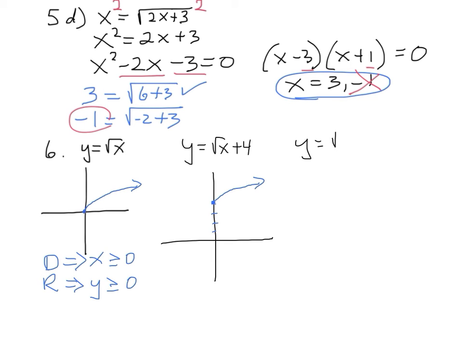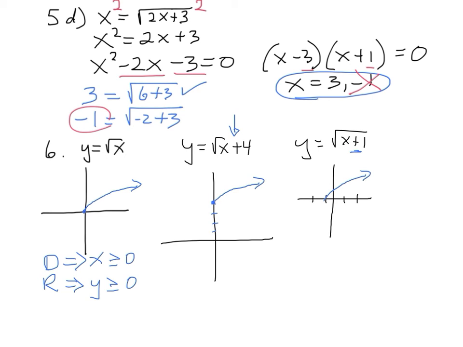Y equals the square root of x plus 1, all underneath the radical sign. In this case, we're going to shift left 1 unit because that plus 1 is underneath the radical sign. And remember, if it's underneath the radical sign next to x, you do the opposite of that plus, you go negative. In the previous example, it was outside that radical sign, and we actually go up 4.